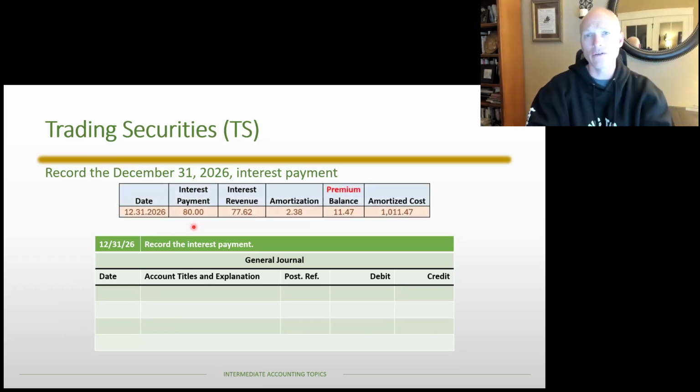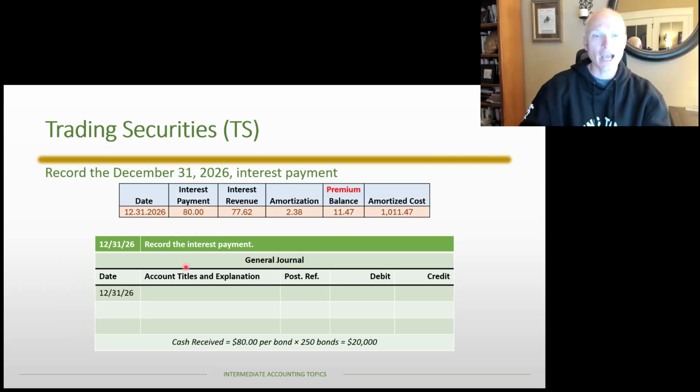Again, we're just moving down the amortization table. Hopefully this one's fairly straightforward at this time. So the cash that we're going to receive is $80 per bond, noting that we had 800, but we sold 550. And so there's only 250 left. And so the cash that we're going to receive is $20,000.